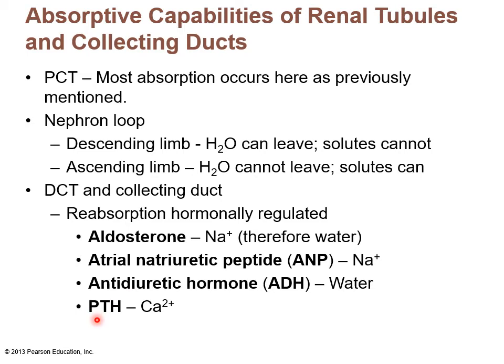Parathyroid hormone, remember, that's the one that we talked about back in the bone chapter. We said that PTH breaks down bone matrix and releases calcium into the blood. Well, PTH has an effect here at the kidneys by helping you hold back as much calcium as you possibly can.